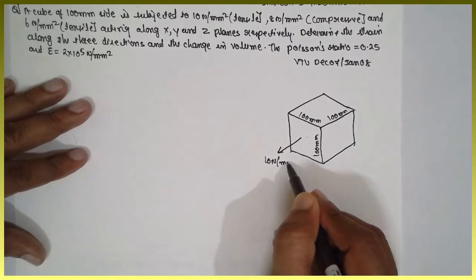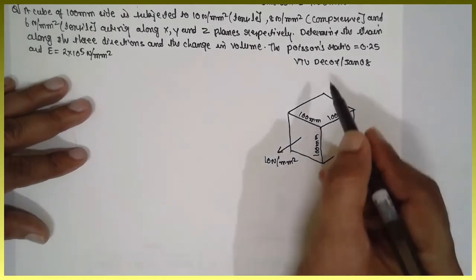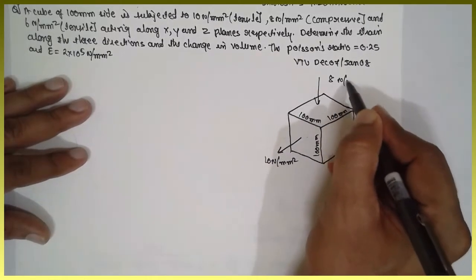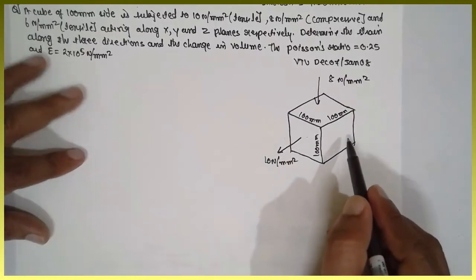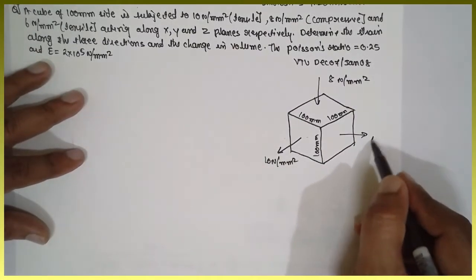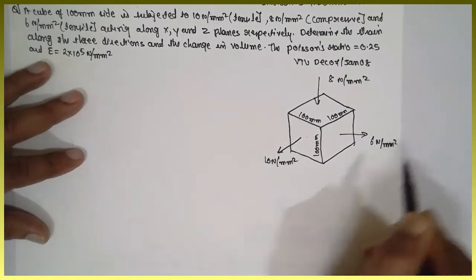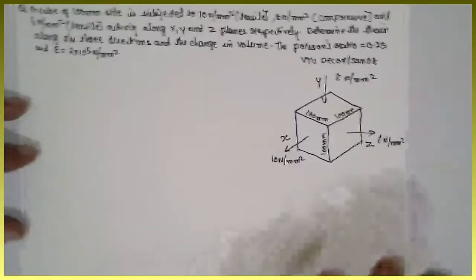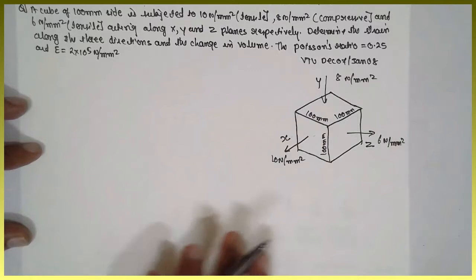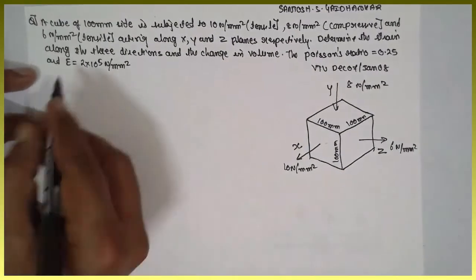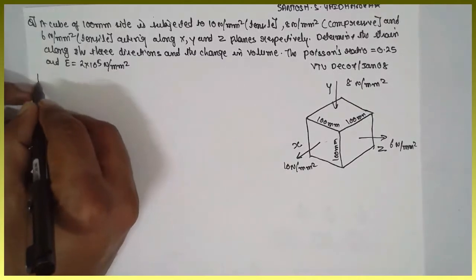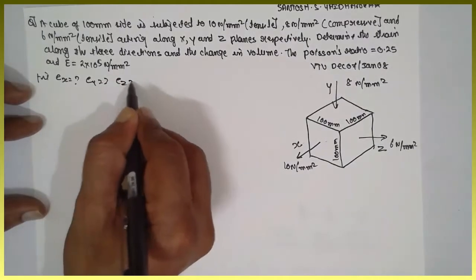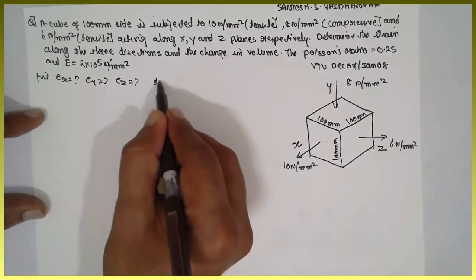10 newton per mm square. Next is compressive in nature, 8 newton per mm square. Again tensile, 6 newton per mm square. Now I will consider this as x, this will be y, and this will be z. If you want to consider another direction as x, y, and z, no problem, you will get the same answer. We have to find the strain in x direction, strain in y direction, and strain in z direction, and also determine the change in volume, delta V.